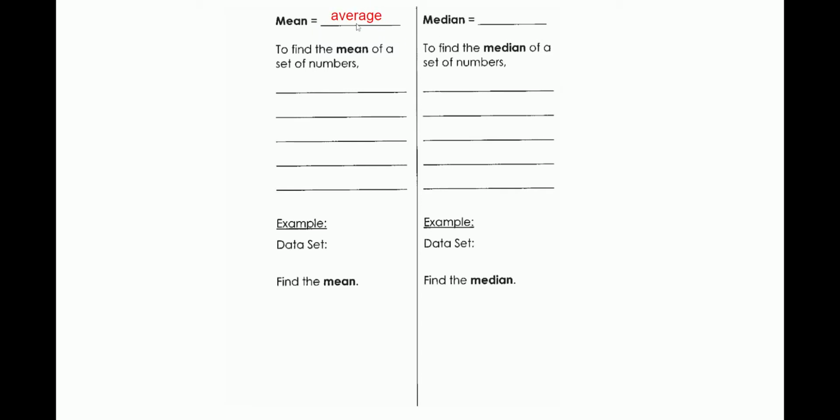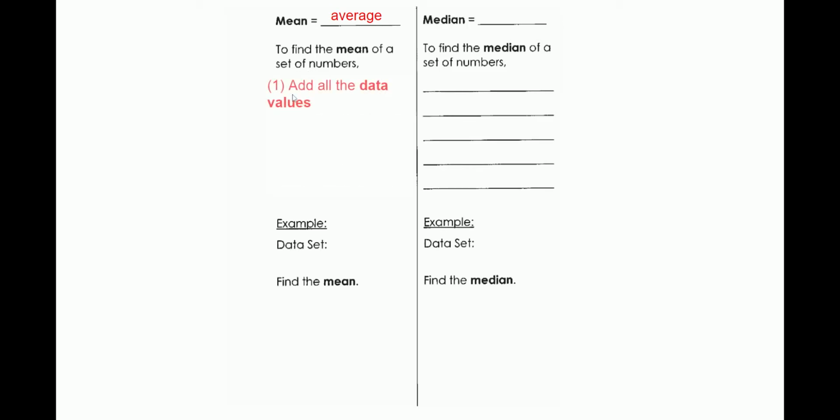So mean, another word for mean is average, and many of you may be familiar with the word average. If you wanted to find the average height of students in a classroom, not the tallest, not the shortest, but the average, meaning roughly how tall everybody is, you would add everybody's height together. You take everybody's height, you add up the numbers, and then you divide by the number of students there are. So to find the mean or average of a set of numbers, the first thing you're going to do is add all the data values, being the numbers.